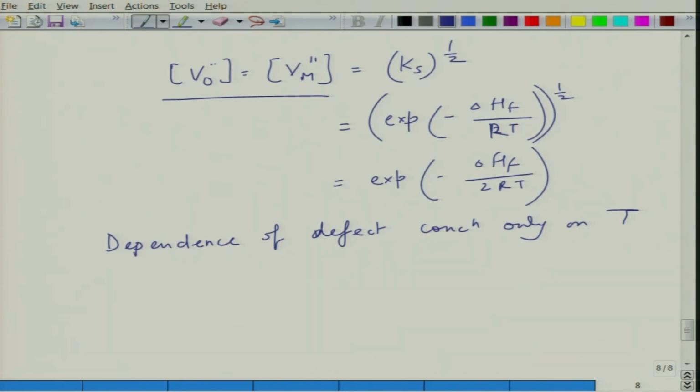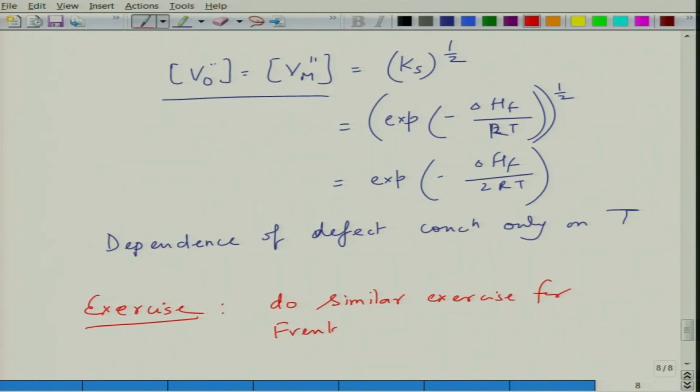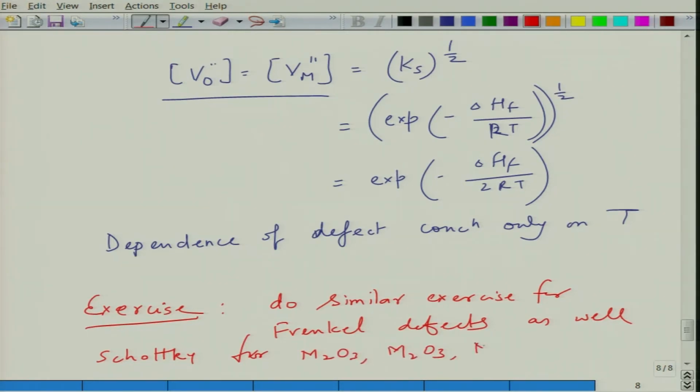So, you can do the same as an exercise, a similar exercise for Frenkel defects as well as Schottky, for, you can say, M2O3, what will happen for M2O3, what will happen for M2O, what will happen for M2O5, and so on and so forth. Okay, so this is a homework exercise.